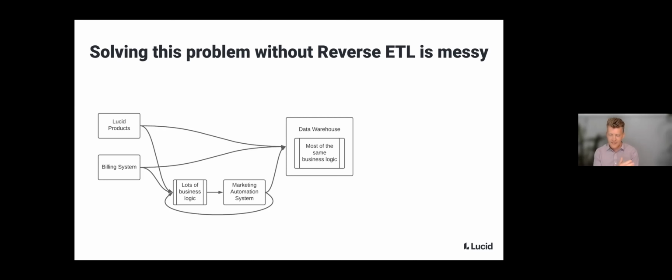But basically, we're taking all of the data that we move into our data warehouse, and we're also passing it into this custom data pipe that performs a bunch of business logic and then chooses which leads to push into the marketing automation system. And then there's a totally different job that swoops in and populates those leads with contextual information.